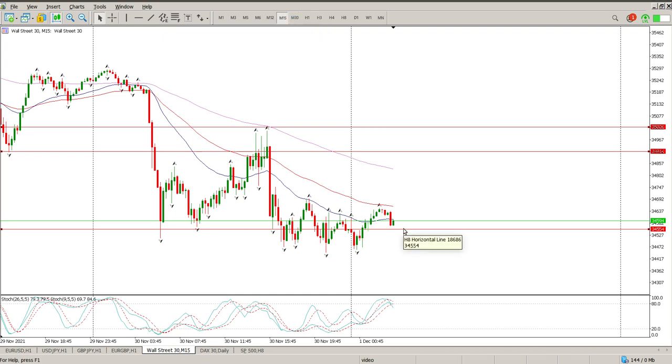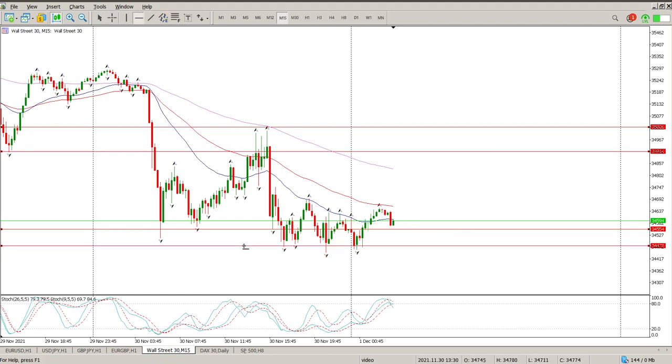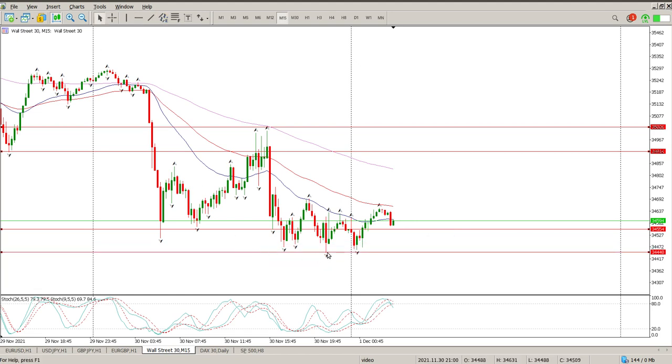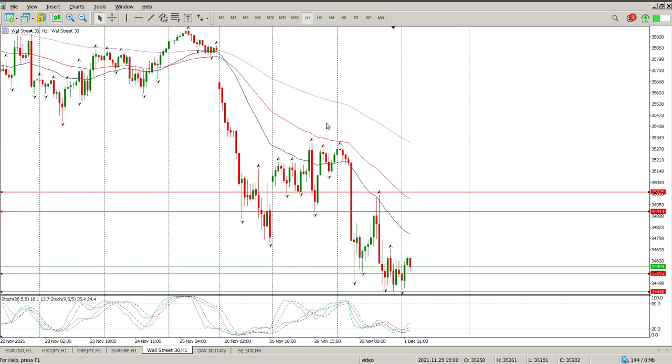If we do start getting below this 34,554, and I would actually take it a little bit further, I would look for the low of the month, which would be here, 34,448. So if we just break through, come back and retest and start rolling, then I suspect we're in for a little bit more of a slide.